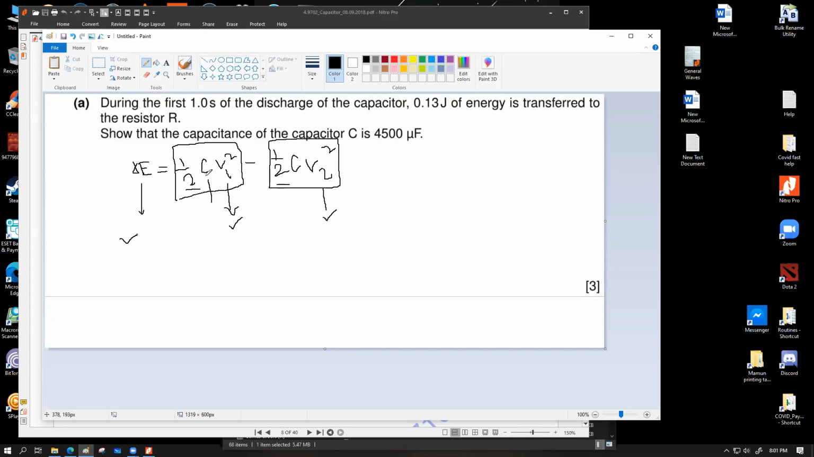Half CV square is the expression for how much energy is stored within the capacitor, period. So if you're trying to find out how much energy got out, then you have to subtract the initial value minus the remaining value, which gives you the energy out.